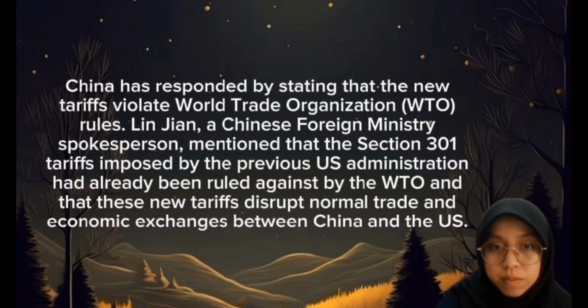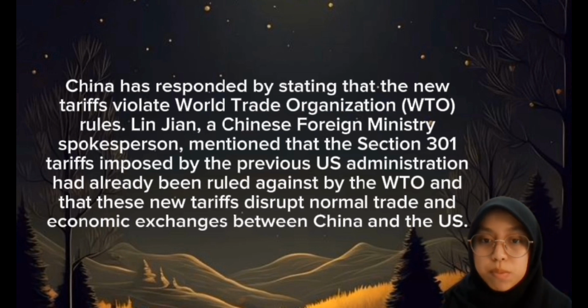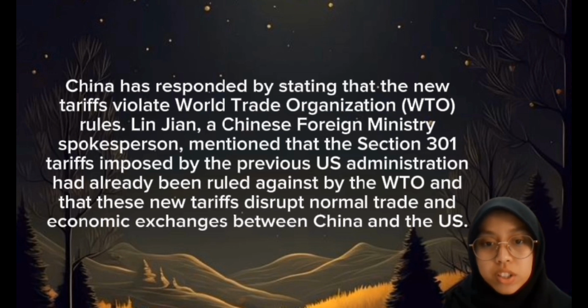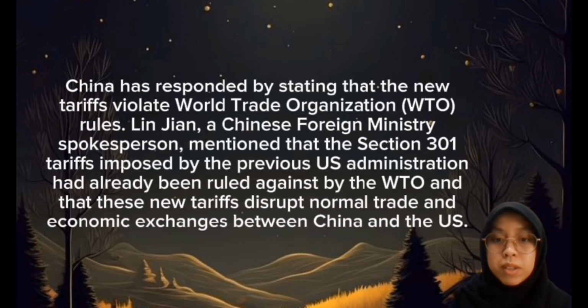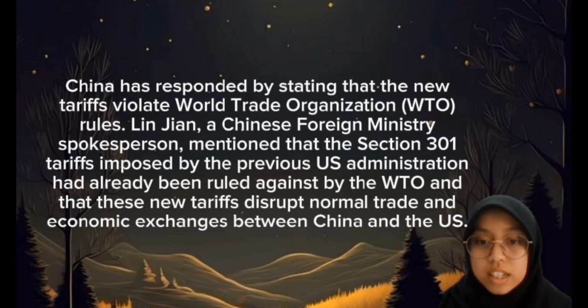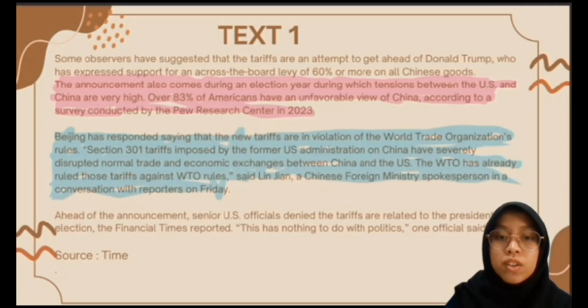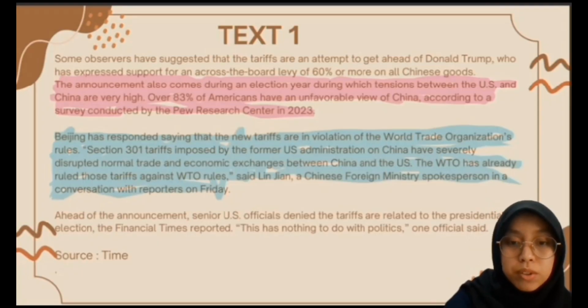For the answer, the Chinese have responded by stating that the new tariffs violate World Trade Organization rules. Lin Jian, a Chinese Foreign Ministry spokesperson, mentioned that the Section 301 tariff imposed by the previous U.S. administration has already been ruled against by the WTO, and that these new tariffs disrupt normal trade and economic exchange between China and the U.S. For this answer, we can see the blue color.